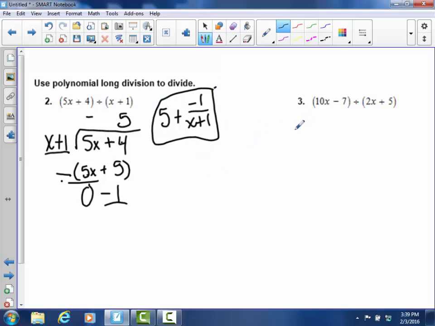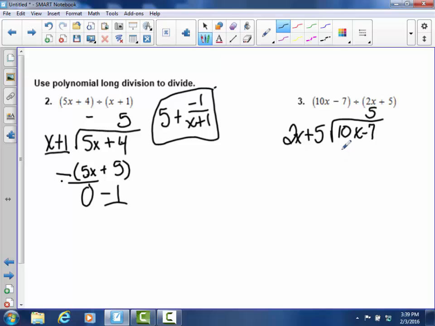Let's see another one. So this would be 2x plus 5 being divided into 10x minus 7. So we look, 2x goes into 10x. Well, I know 2 times 5 gives me 10, and since I already have the x out here, I just need the 5. So I have two terms, so I'm going to put the 5 here over the second term, and now I'm going to multiply.